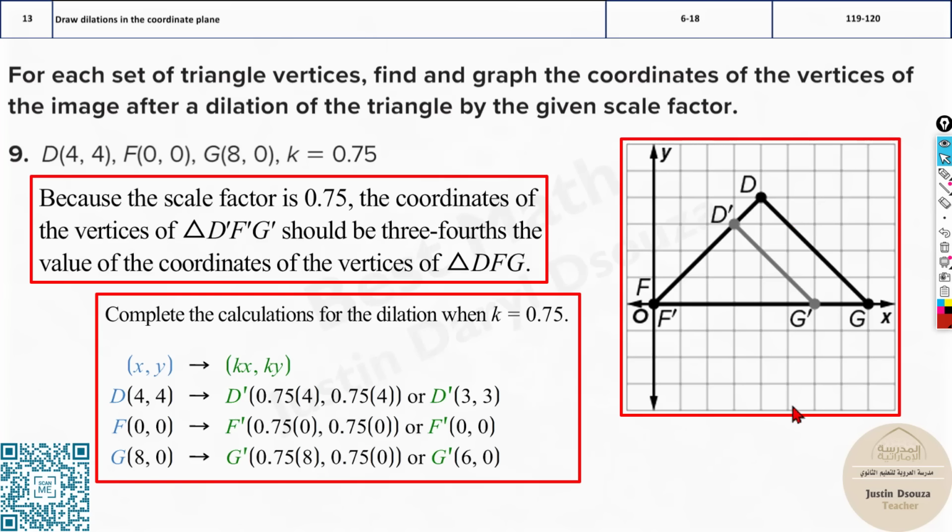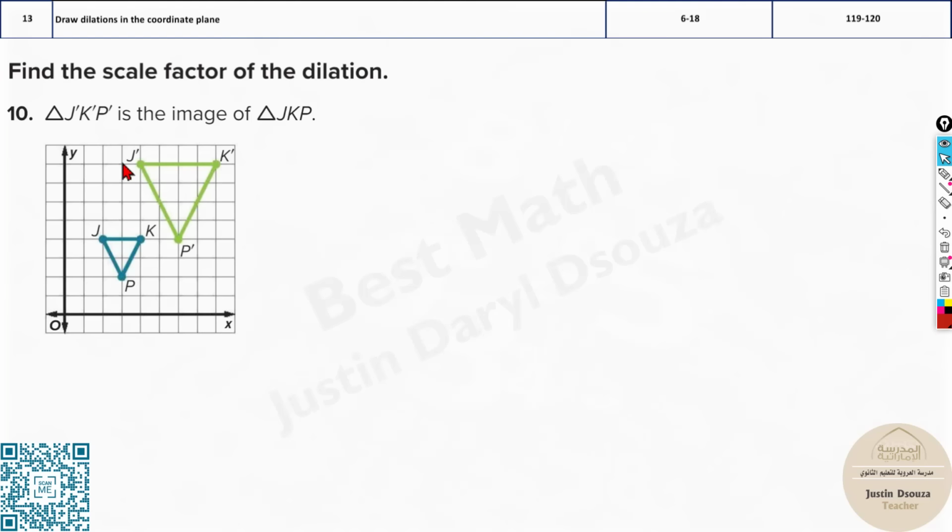Very simple problems. Now there's one more thing. Here you can see when the scale factor is less than 1, it becomes a reduction, a smaller image. Whereas if it's more than 1, it becomes an expansion, an enlargement. It becomes bigger. Now here they have given us triangle J prime K prime P prime. You can see this is the one. It's the enlarged image, the image of JKP. That's the original image. We need to find the scale factor. Scale factor k is always given as dilated divided by original.